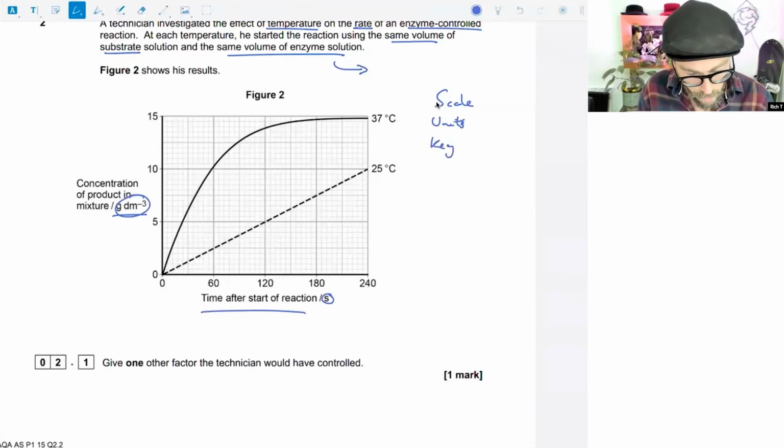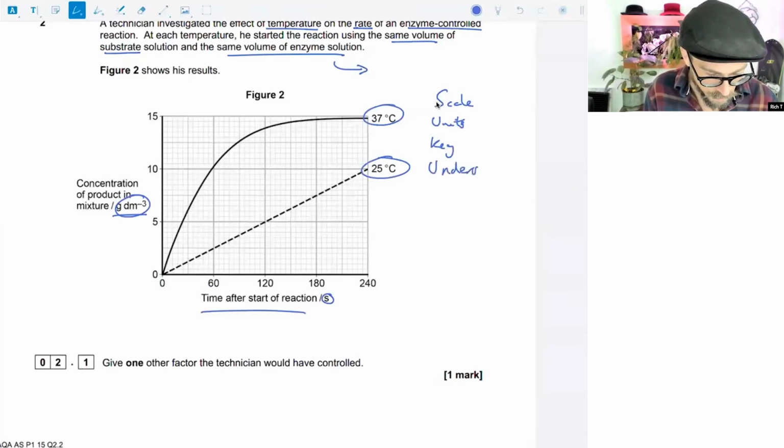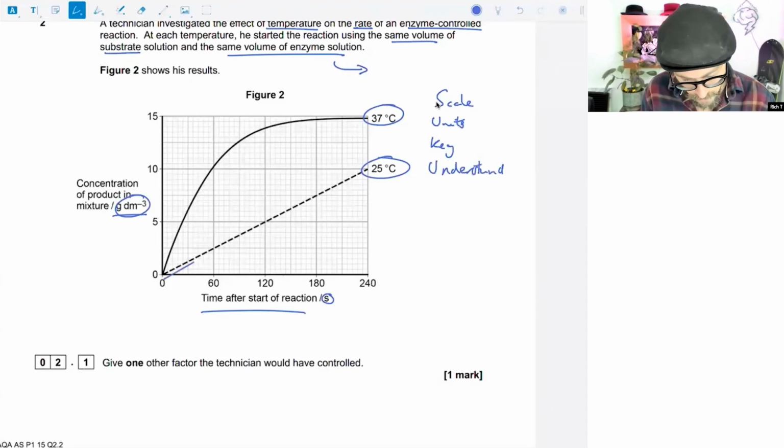Key, do we have a key? Well, we've got them nicely labeled here. We've not got anything too much going on. U is understand. So what's the general trend? Well, I've got a very straight line relationship here, directly proportional for 25 degrees. 37 degrees, it's faster. Why is that?